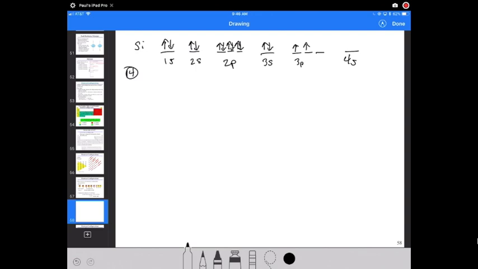Okay. If I wanted to be shorthand, which I didn't ask you, I would write it 1s2, 2s2, 2p6, 3s2, 3p, what would I write? 2.